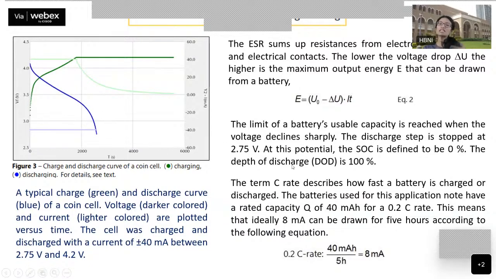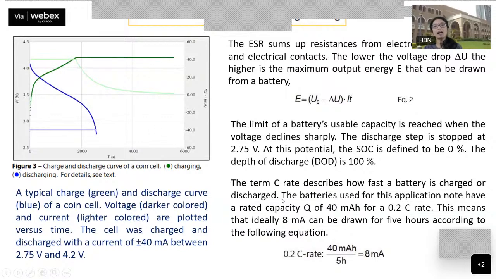So for the battery, we keep on discussing C rate. C rate actually is basically how fast a battery is charged or discharged. So the battery which was used for this application has a rated capacity of 40 milliampere hour and the rate is 0.2 C. So this means for 5 hours, you can draw ideally 8 milliampere of current from this one.